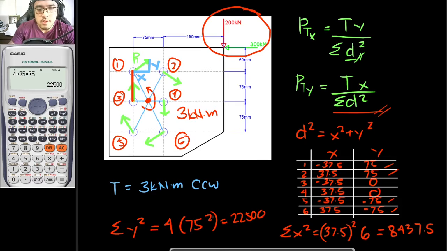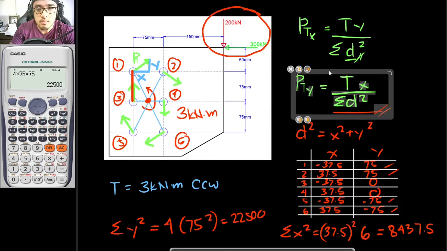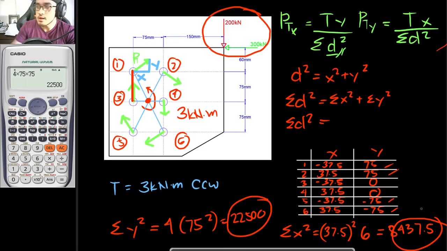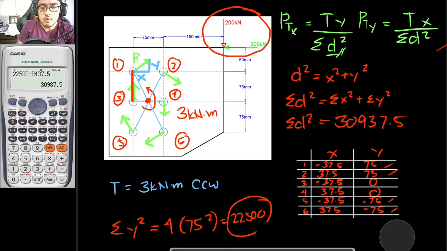Okay, since we have no more space, I would just be moving this once again to the upper right. So the summation of d squared is the summation of x squared plus the summation of y squared. So the summation of d squared is equal to this one plus this one, so 22,500 plus 8437.5. Our answer here would be 30937.5. I will erase the ones below since we don't need them anymore.